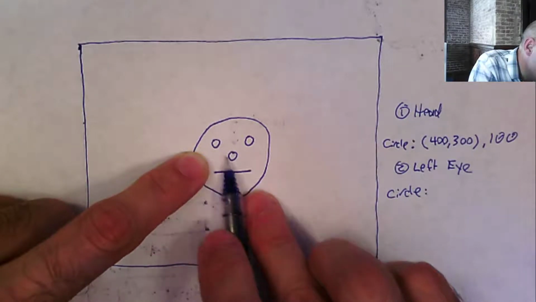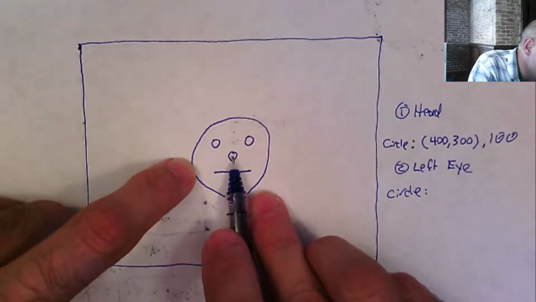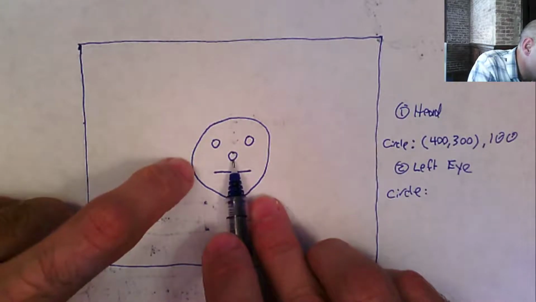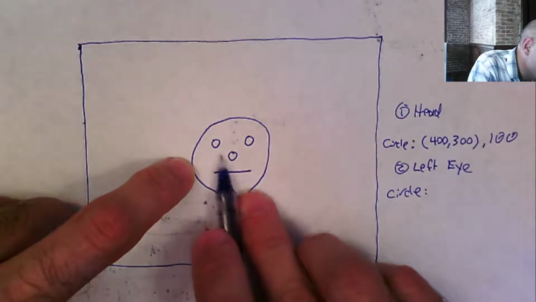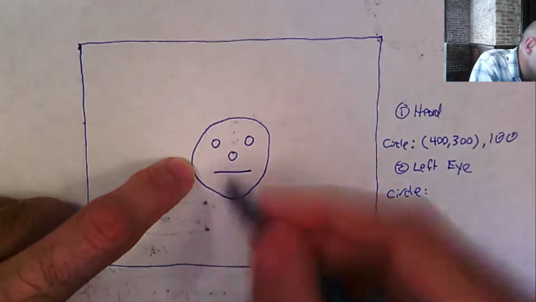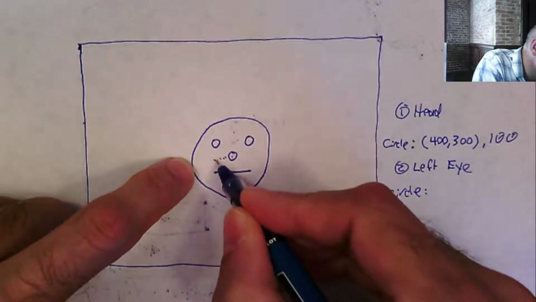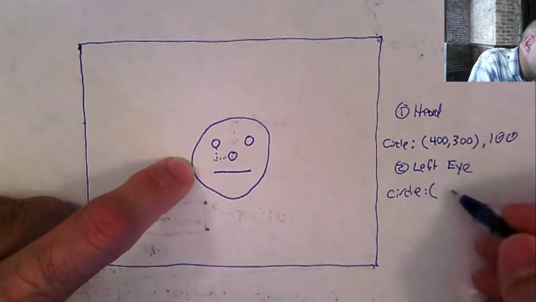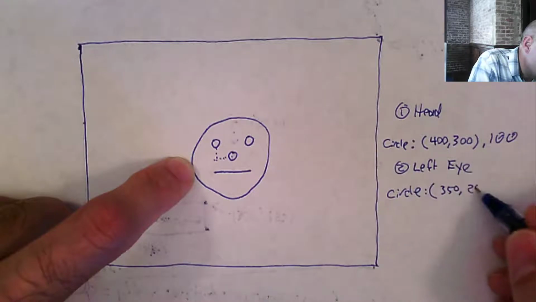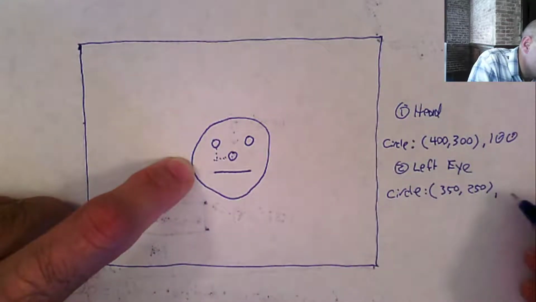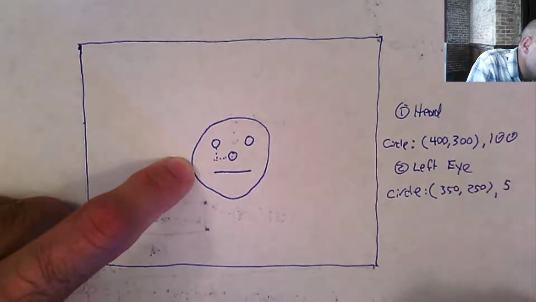Now, how far over do you think that is? Well, this is a radius of 100, so maybe that's about halfway across there. So that would be about 50 over. So the center of this one is going to be at 400 minus 50, so in other words, 50 over, and we'll just say 50 up. So 50 less than that is 350, 50 less than that is 250. And now the radius is much smaller than 100. Let's just make the radius like 5.